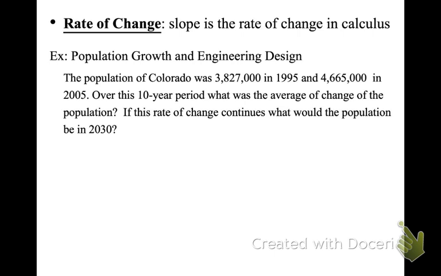Okay, rate of change. Rate of change is slope between 2 points. Well, slope is rate of change in calculus. So linear objects have a slope. It is a constant rate of change. But is the world linear? No, it's not.